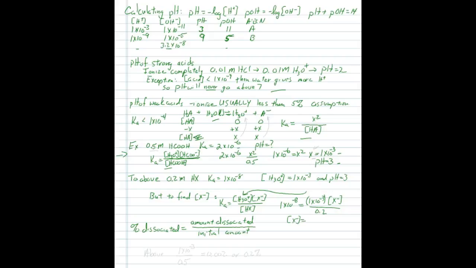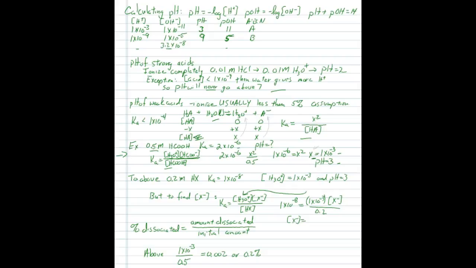For the above, 1 times 10 to the negative 3 is the hydrogen ion concentration, divided by 0.5, which is the initial concentration, equals 0.002 or 0.2%, which is less than 5%, so you can use that assumption. That proves it's less than 5%, so we're good to go.